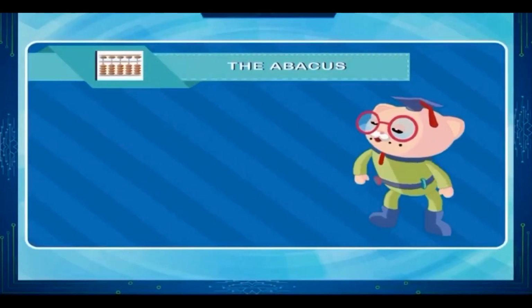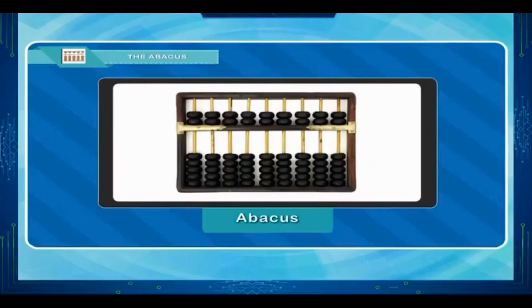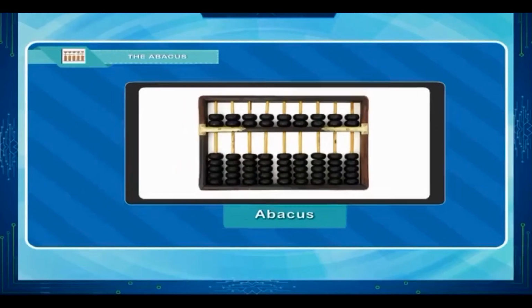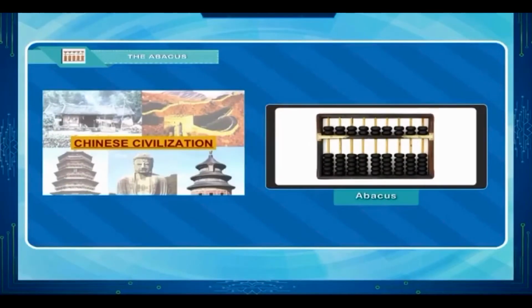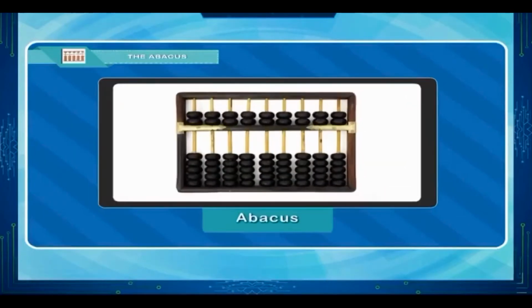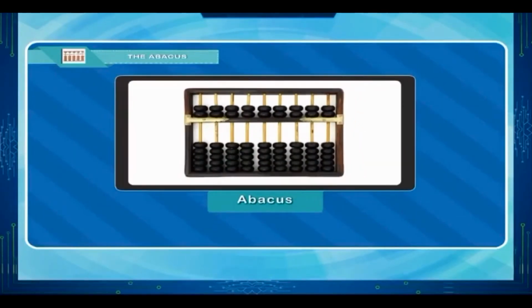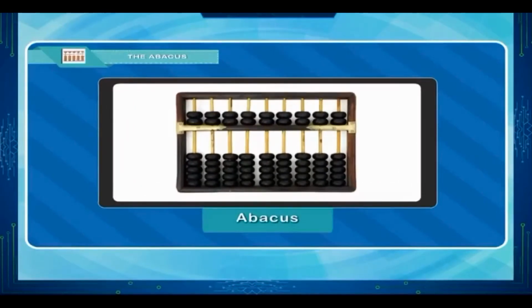The Abacus. Abacus is known to be the first mechanical calculating device, invented about 5,000 years ago by the Chinese. It was used to perform addition and subtraction easily and speedily. Abacus is made up of a wooden frame in which rods were fitted across with round beads sliding on the rods. It is divided into two parts called heaven and earth. Heaven was the upper part and earth was the lower one.